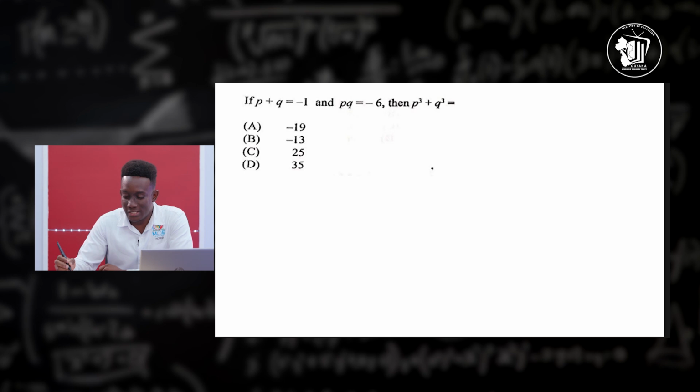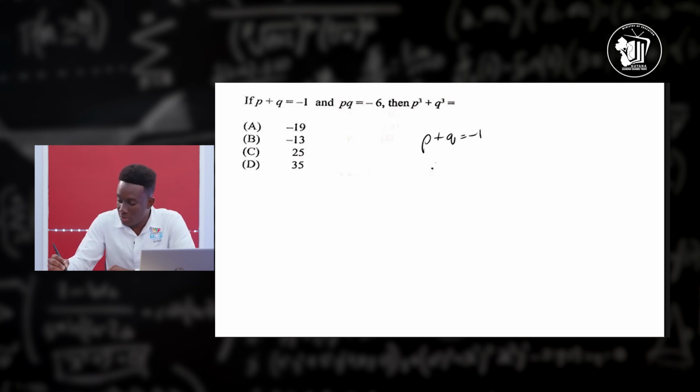So the next question says, if P plus Q is equal to -1 and PQ is equal to -6, then P to the third power plus Q to the third power is equal to. So we need to find the value of P and Q. They told us that P plus Q is equal to -1.